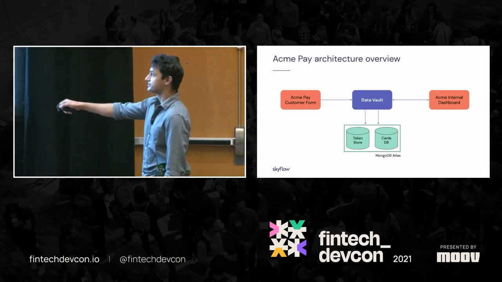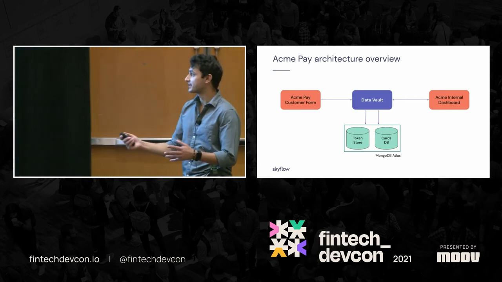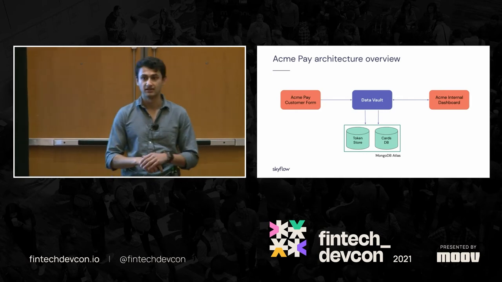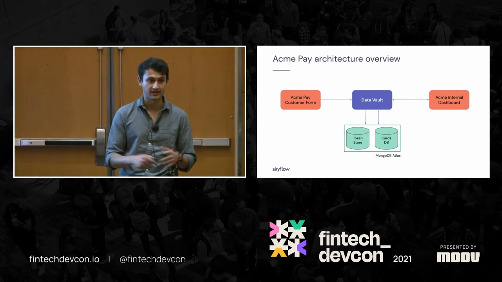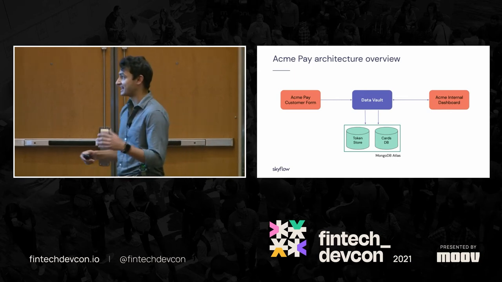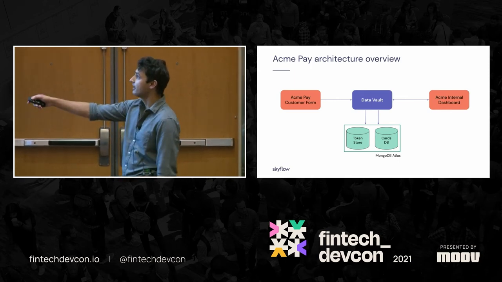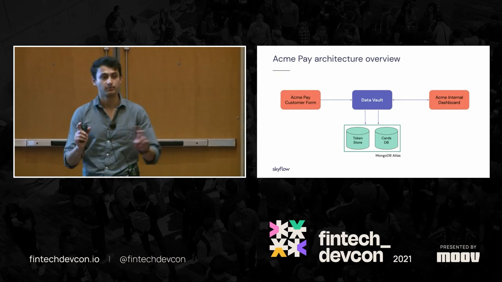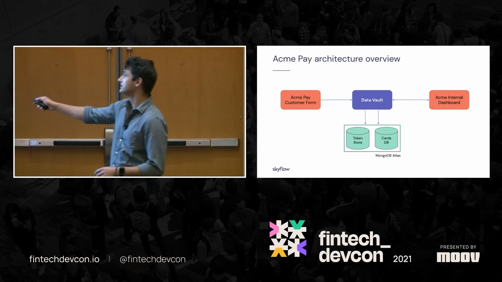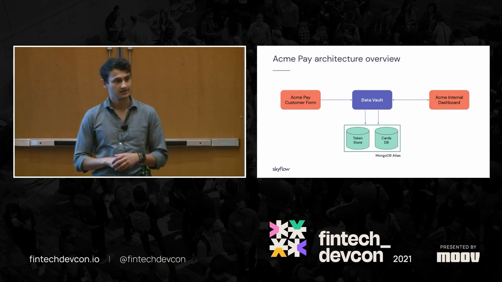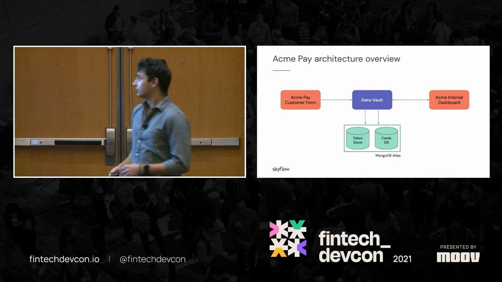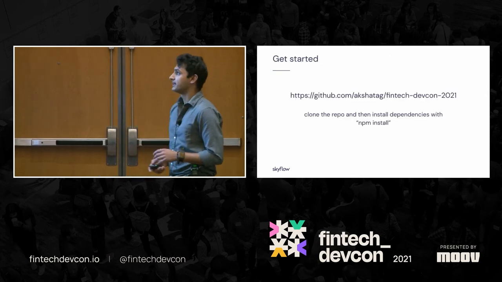We're going to be using MongoDB for this exercise. So if you've got a free MongoDB account already, great. If you don't, sign up for one. It's great for side projects. Just get an Atlas database going. And then we'll create one consumer app for our data vault, which is this internal dashboard that Acme uses, basically just to see all this information. Cool. So this is what we're going to be implementing.